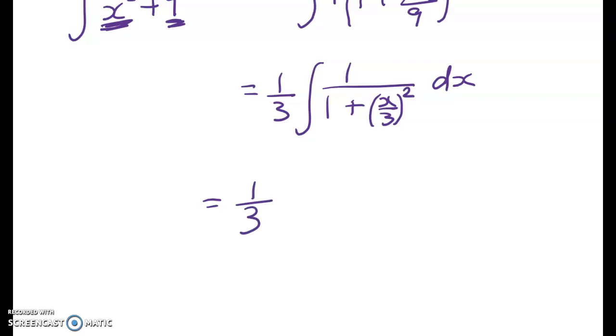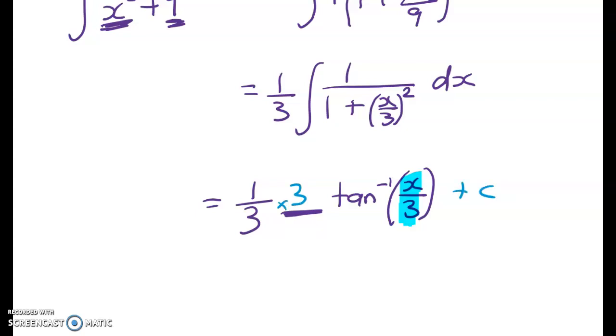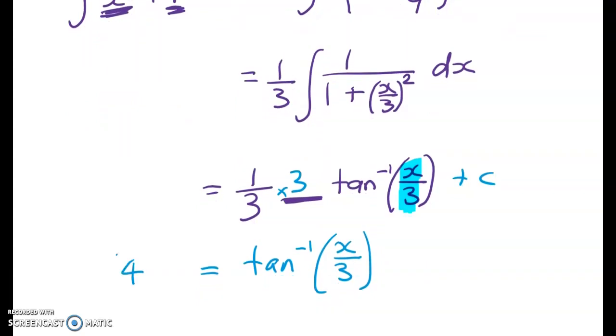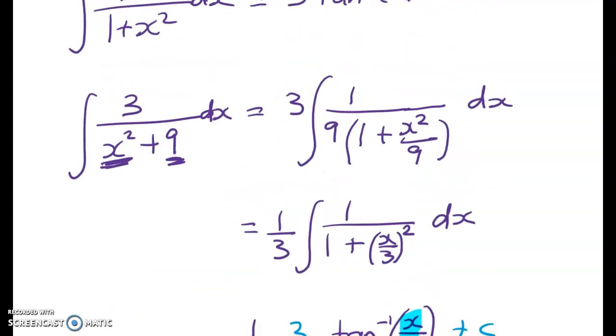We've got 1/3. I'm going to leave a gap for a coefficient adjustment times tan inverse of x on 3. But when I differentiate this, I have to multiply by 1/3, the derivative of the inside function. So to undo that multiplying by 1/3, I'm going to times by 3. Don't forget the plus c, and that leaves me with tan inverse of x on 3. Right, and you can see that that was question 4 from above.